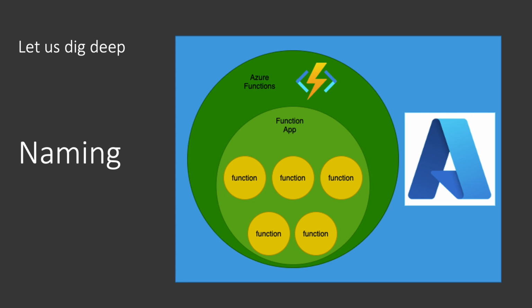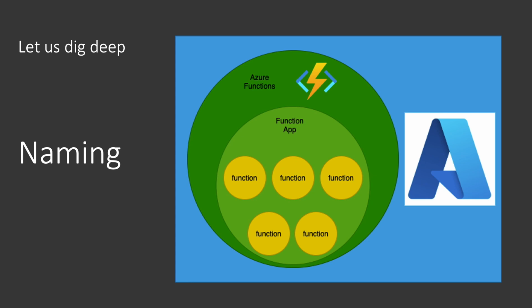But going back to naming, Azure Functions is a service that we utilize from Azure in order to create our serverless application. A function app is an instance of that service, and a function itself is the actual source code that we create and upload to the function app in order to have our code running on the cloud platform, which is Azure. So Azure Functions is a service, a function app is an instance of that service, and the function is the actual source code that we upload to the function app.